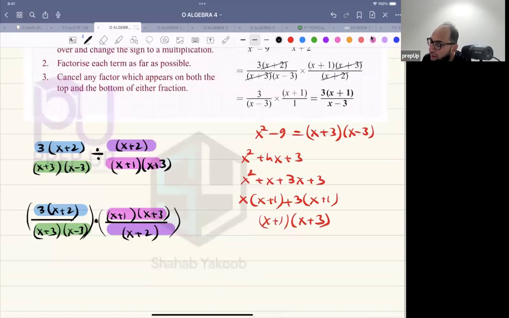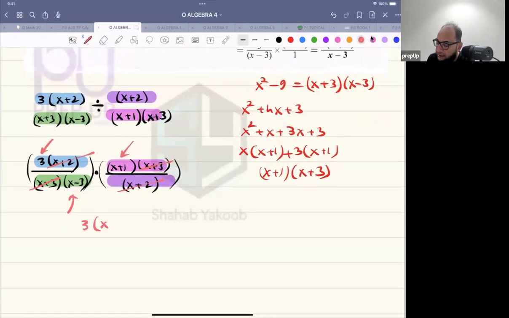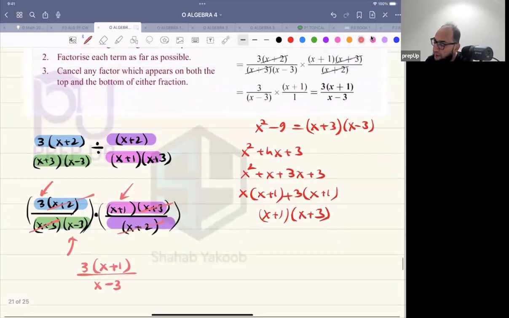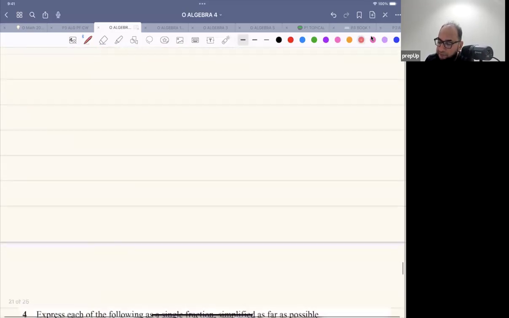And now let's start the cancellation with an orange marker. So x plus 2 cancels out, x plus 2 cancels out. And let me make it a bit thick. X plus 3 cancels out, x plus 3 cancels out. So I'm left with the 3, x plus 1, and x minus 3. So this is 3 bracket x plus 1, and x minus 3 is left. So 3 bracket x plus 1, x minus 3, and that is the answer.